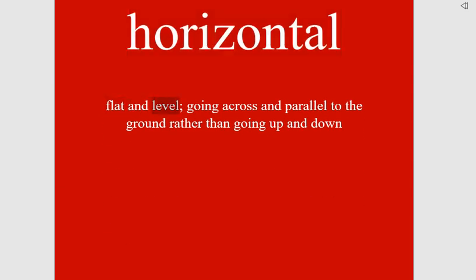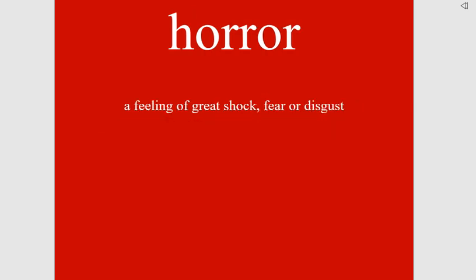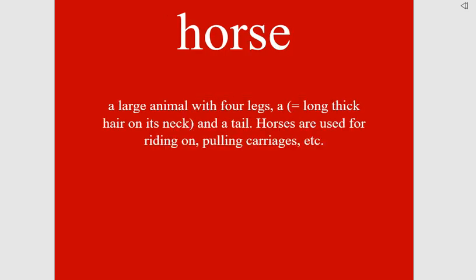Horizontal. Flat and level, going across and parallel to the ground rather than going up and down. Horn. A hard-pointed part that grows, usually in pairs, on the heads of some animals, such as sheep and cows. Horns are often curved. Horror. A feeling of great shock, fear, or disgust.